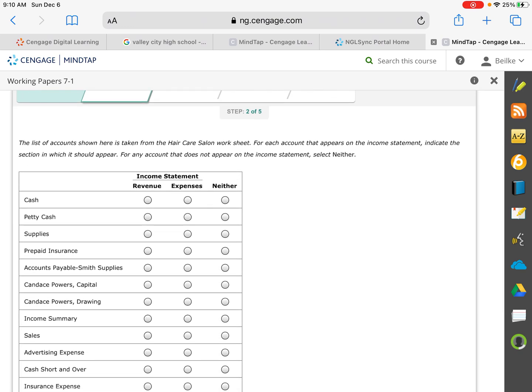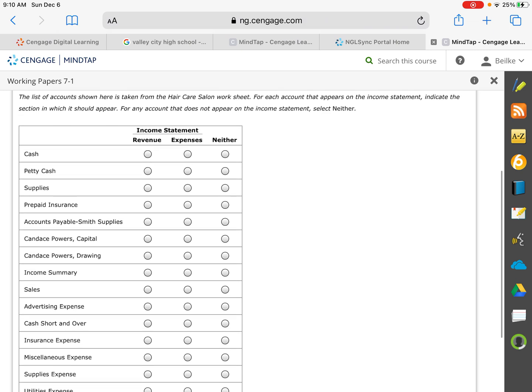In this step, it says a list of accounts shown here is taken from Hair Care Salon's worksheet. For each account that appears on the income statement, indicate the section where it would appear. For any account that does not appear on the income statement, select neither. Remember, our income statement only contains the revenue and expense accounts. So if you look up here, our first couple of accounts up on the top are your assets, your liabilities, and your owner's equity. So our assets, cash, petty cash, supplies, and prepaid insurance, those are all assets, so they do not belong on the income statement.